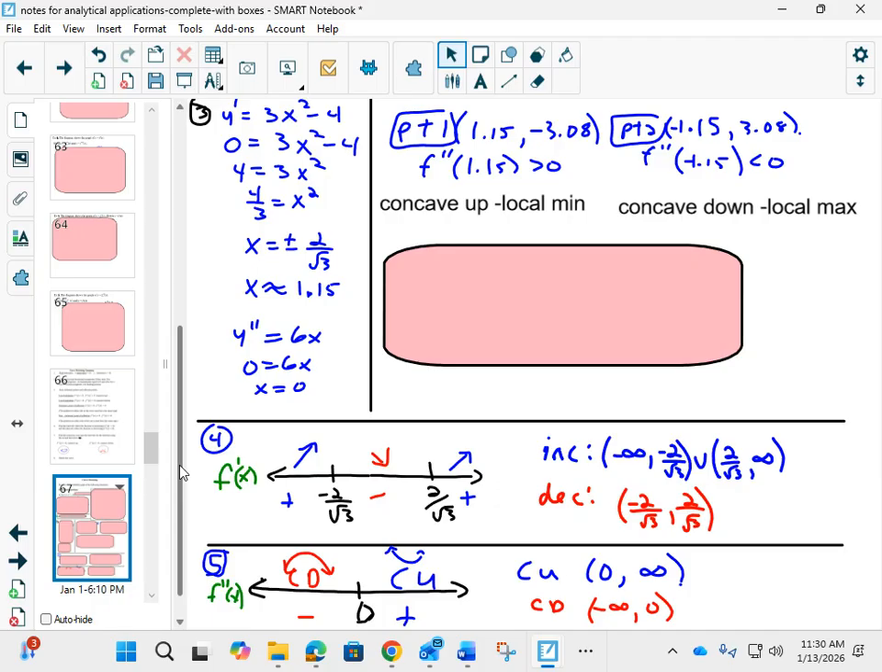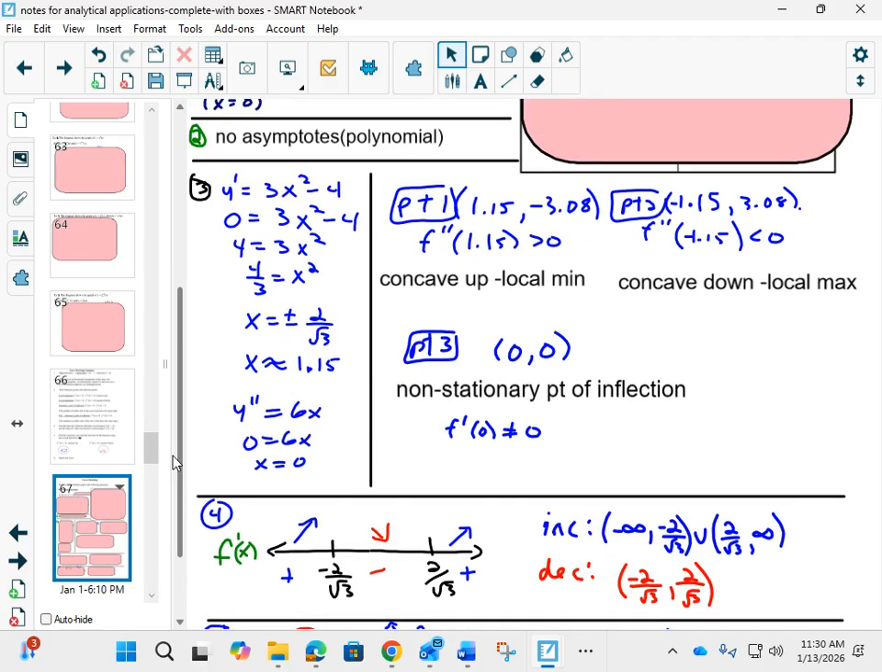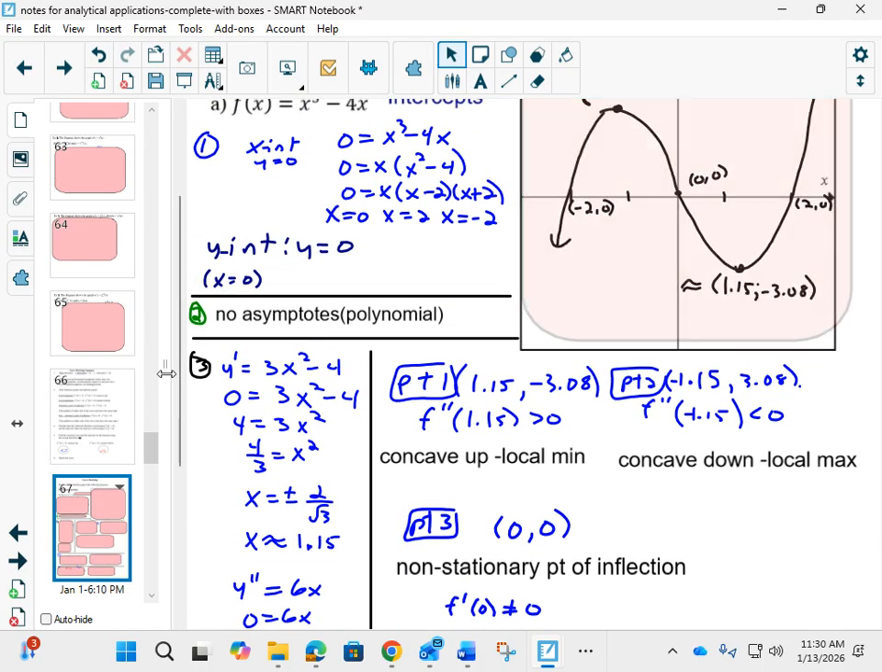And at negative 1.5, it's concave down. That makes it a local maximum. And our inflection point, well, we already knew at 0 we had the point 0, 0, so you wouldn't have to plug that in again. Hopefully not. And we take these 3 points along with our x-intercepts and y-intercepts.